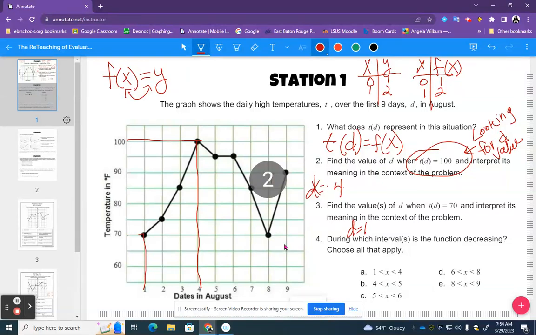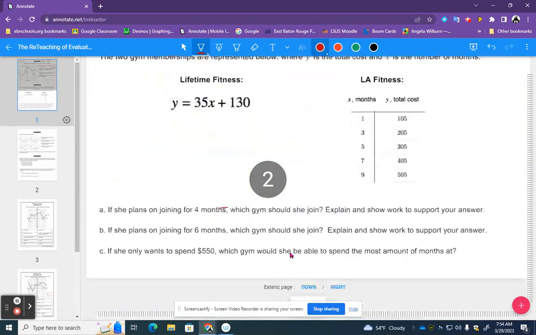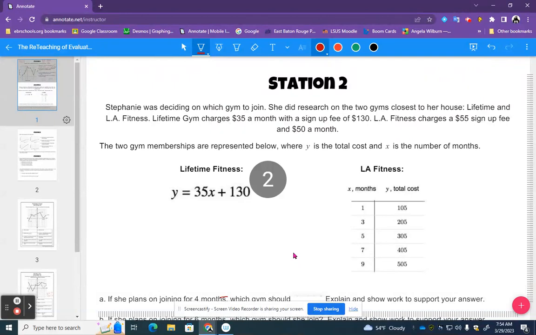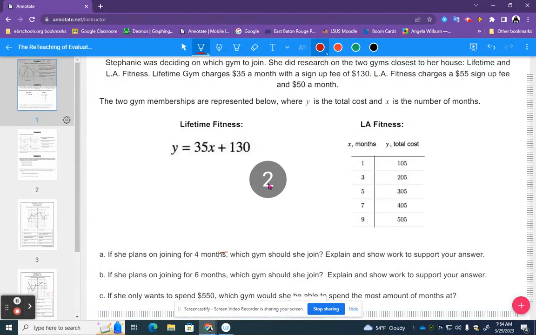All right. So we're done with that. Let's look at this problem. So we're going to look at this one. Now, this girl was going to look at 2 different gyms and decide which one is more cost effective. And it says that Lifetime Gym is $35 a month with a sign up fee of $130. That means there's a one-time charge of $130. That's why it's a constant.